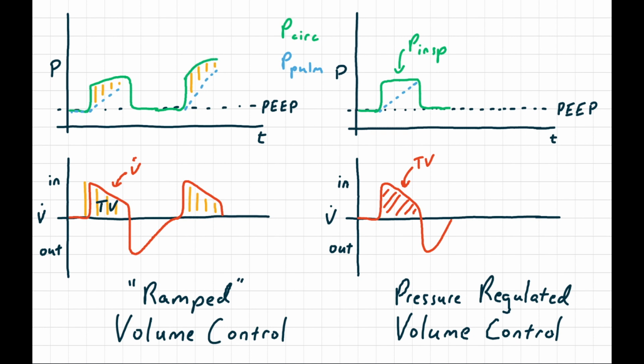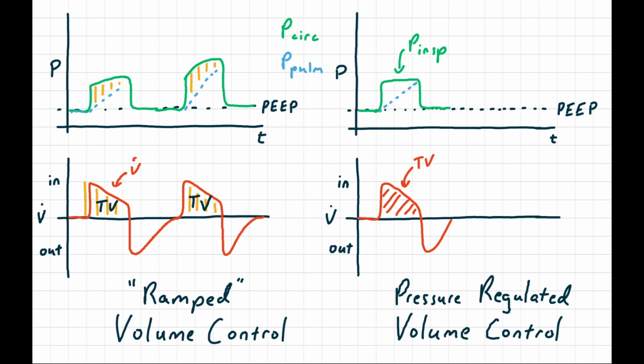Then expiration will proceed relatively normally with the circuit pressure returning to PEEP. So you've maintained the same tidal volume, and your pressures have increased just like they would have in a traditional flat volume control mode. You've also lost a little bit of the benefit of the flat shape of the pressure curve, but on the whole, you've maintained a lot of your advantages.